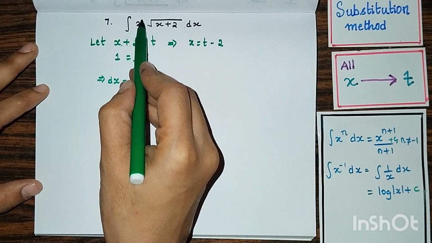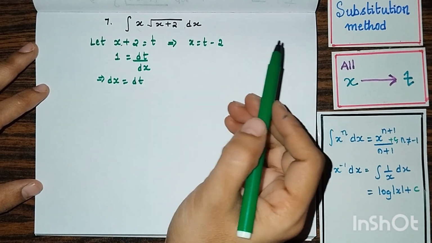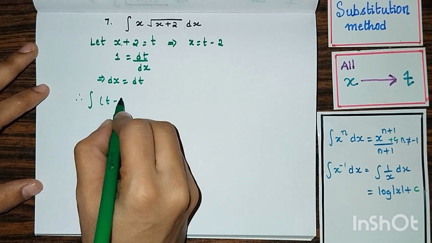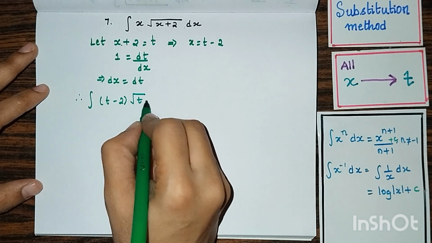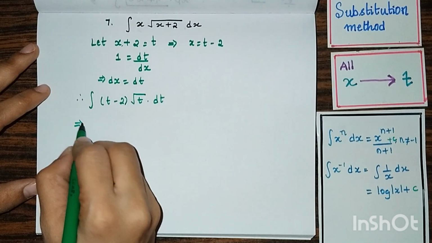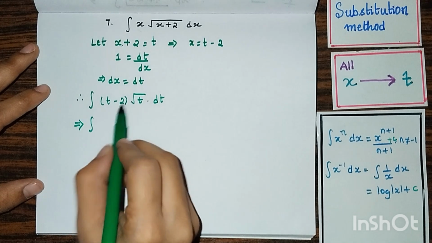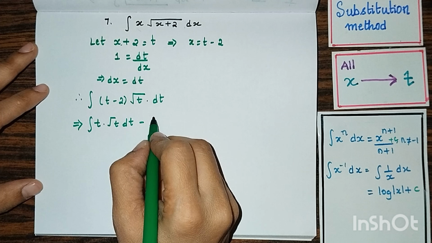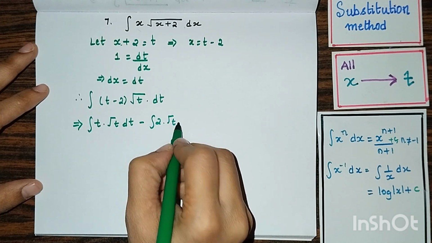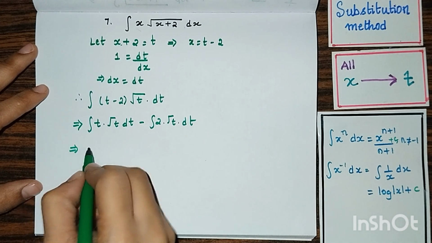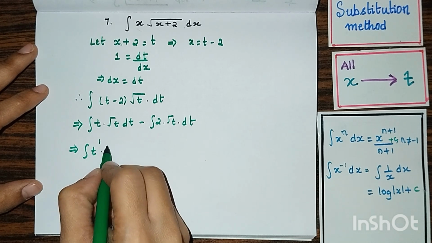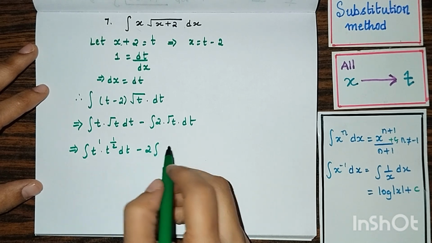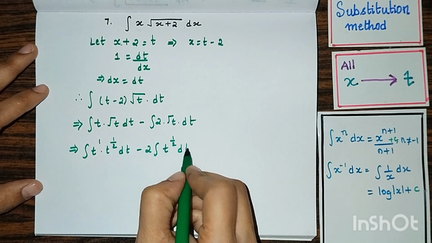So now this is also in the form of t, this is in the form of t, and this is also in the form of t. So therefore, we will write integral of t minus 2 into square root of t with respect to t. So this implies integral of, now let us multiply t into root t with respect to t minus integral of 2 into root t with respect to t. Now this implies integral of t to the power 1 by 2 with respect to t minus 2 into integral of t to the power 1 by 2 with respect to t.